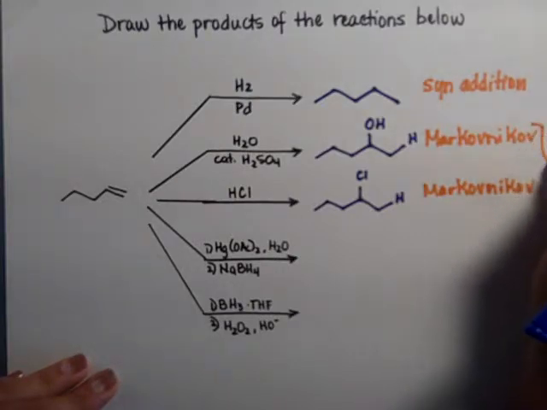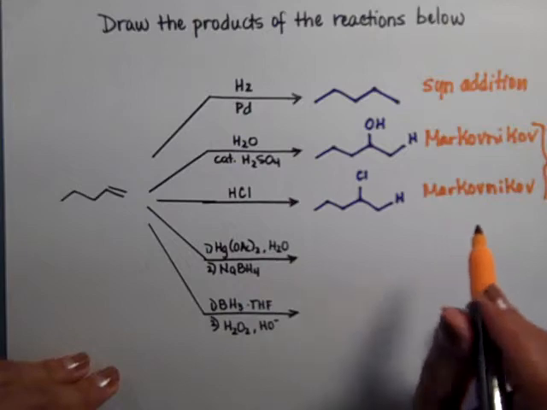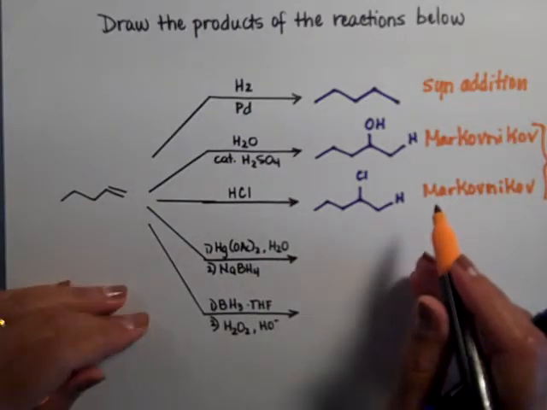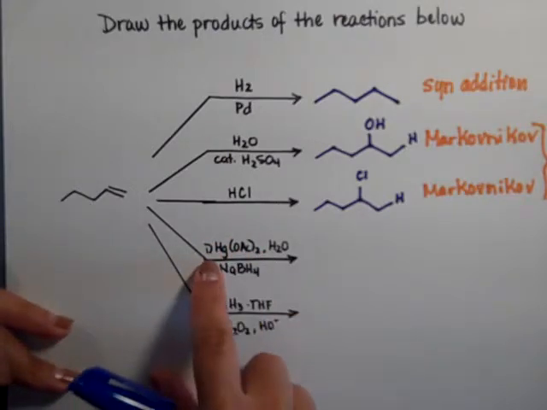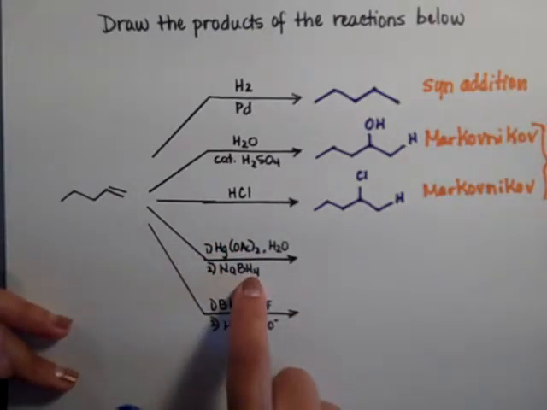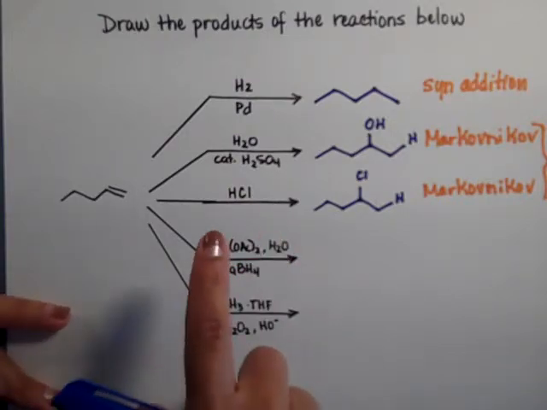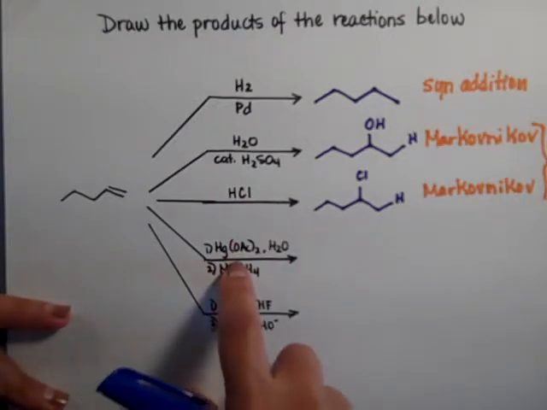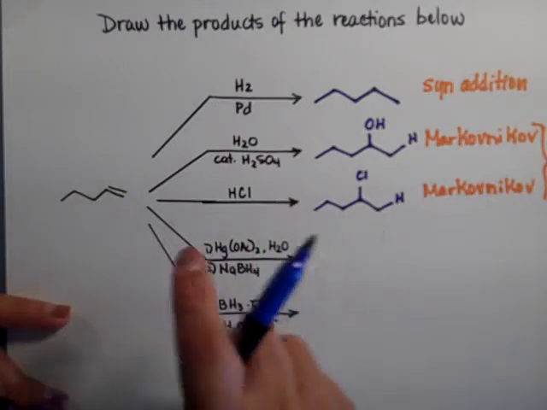Both of those are going to have carbocation intermediates, and if they both have carbocation intermediates, both of them can suffer from rearrangements. Now this reaction right here, it's called a mercuration-demercuration reaction, and this reaction will not suffer from any rearrangements. We're still adding water to the double bond. We're still doing it in a Markovnikov way, but we won't have any rearrangements.